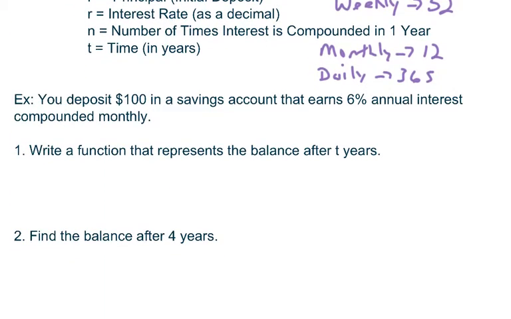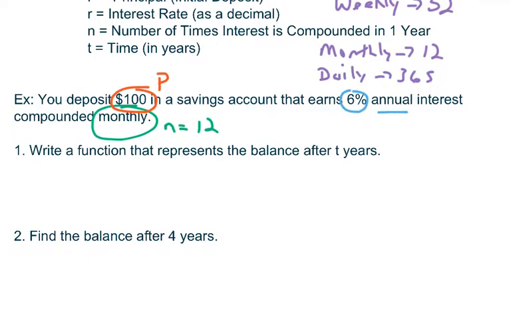You deposit $100 in a savings account that earns 6% annual interest, compounded monthly. That's going to be a key piece of information. So if it says it's compounded monthly, that tells us right away that our N value is going to be 12. Okay, what else do we have? We know $100, that would be our initial amount, or our deposit, so that's going to be P, our principal. And we also are given 6% interest. Now, it does say annual interest, but it's not going to be compounded annually. It says compounded monthly. The 6% is the amount of interest you get over the course of the year.